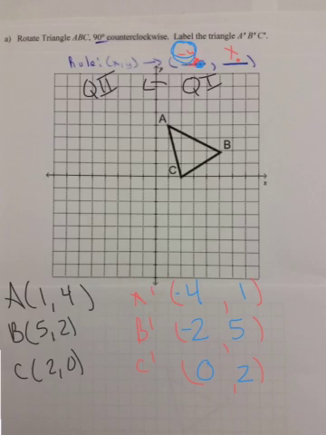So now let's just graph. A prime is negative 4, so left 4 and up 1. There's our A prime. B prime's negative 2, so left 2 and up 5. 1, 2, 3. So there's our B prime. C prime is at 0 and then up 2. And then we'll connect. And there's our triangle in the second quadrant, just like we said it would be. And notice all your points turned.